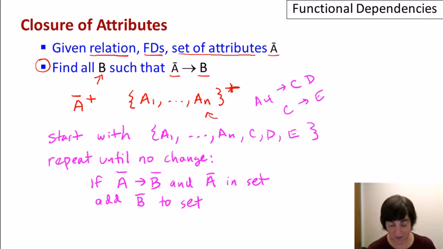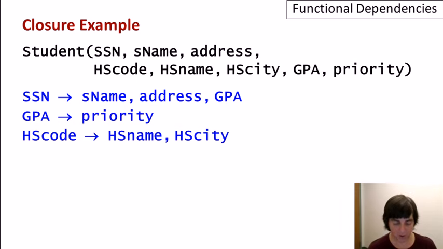Now, if you happen to be someone who likes to think in terms of rules instead, what we're effectively doing is applying the combining and transitive rules to the attributes in the set until there's no change. So let's run an example of the closure algorithm.